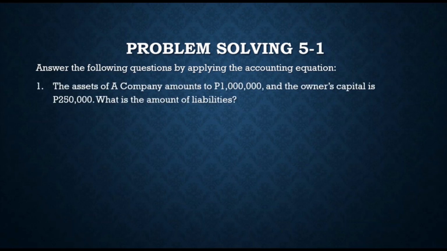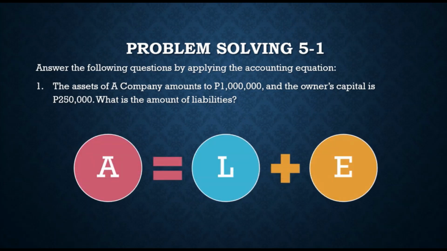The assets of a company amounts to 1 million and the owner's capital is 250,000. So what is the amount of liabilities? So ang ating accounting equation ay A is equal to L plus E. So may asset daw na 1 million at may equity na 250,000. Tapos nawawala ang liabilities. So sa equation na ito, magkano ang kulang sa right side para maging 1 million yung sum? So ang total amount of liabilities is 750,000, which is 1 million minus 250,000 para makuha natin yung amount ni liabilities.